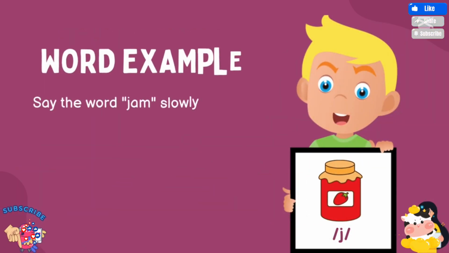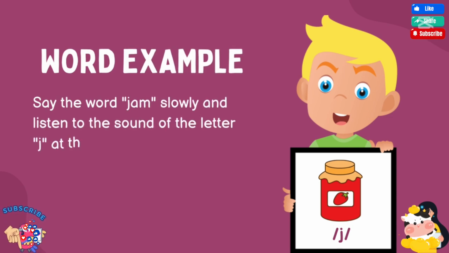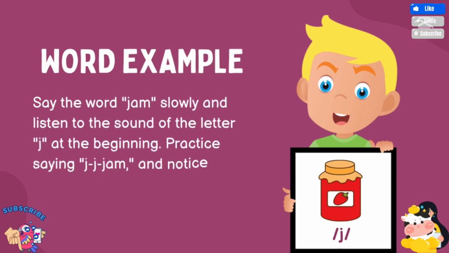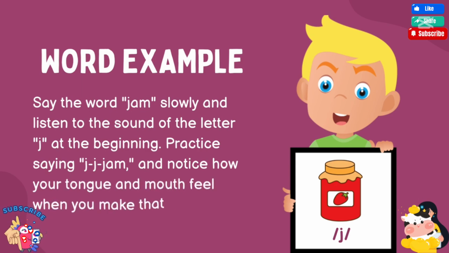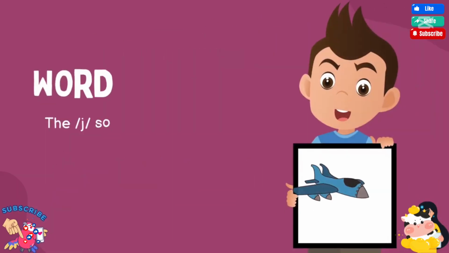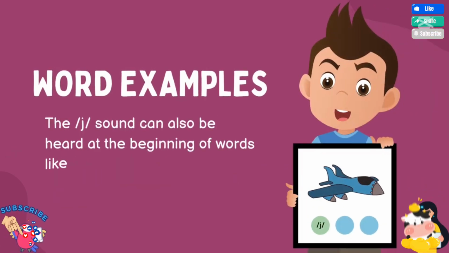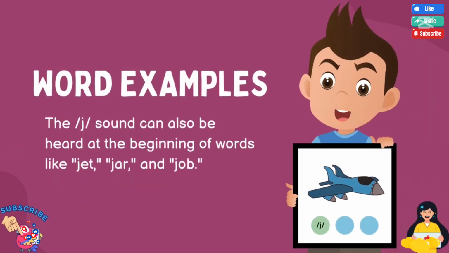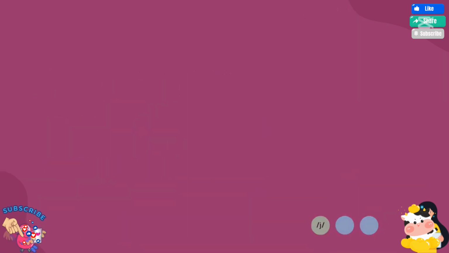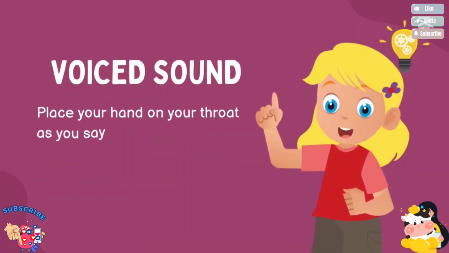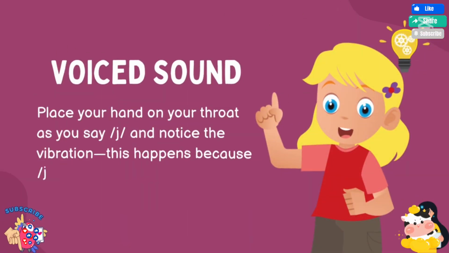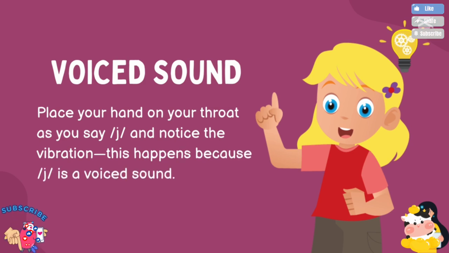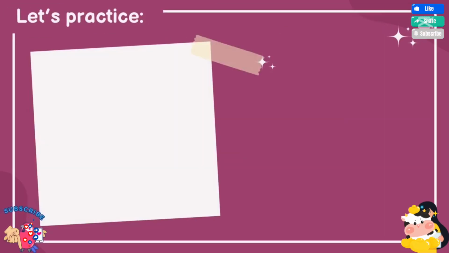Word example. Say the word jam slowly and listen to the sound of the letter J at the beginning. Practice saying J, jam, and notice how your tongue and mouth feel when you make that sound. The J sound can also be heard at the beginning of words like jet, jar, and job. Voice sound. Place your hand on your throat as you say J and notice the vibration. This happens because J is a voice sound.